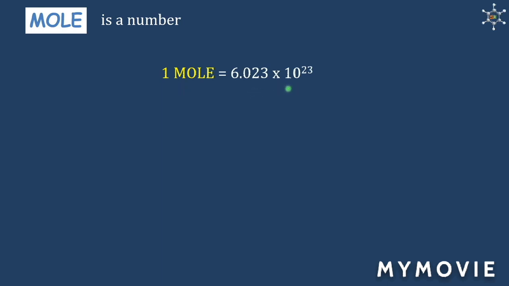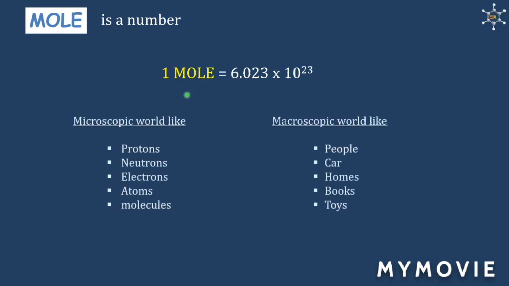This unit mole can be used to express the quantities in microscopic world as well as in macroscopic world. Example under microscopic world: number of moles of protons, neutrons, electrons, atoms, molecules, etc. In the same manner, macroscopic world quantities can be expressed as few moles of people, car, homes, books, toys, etc.